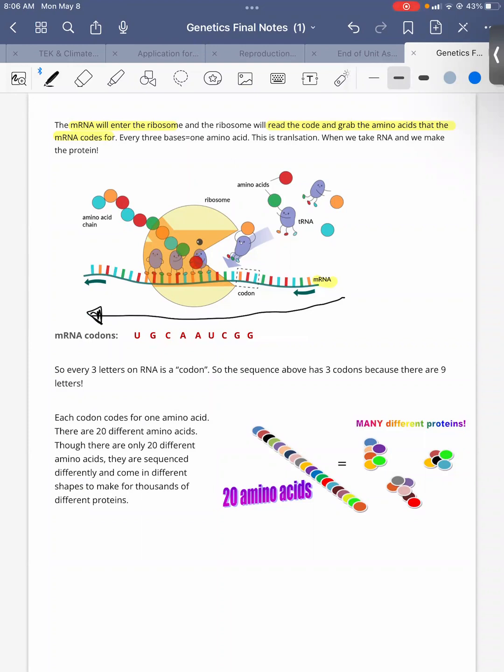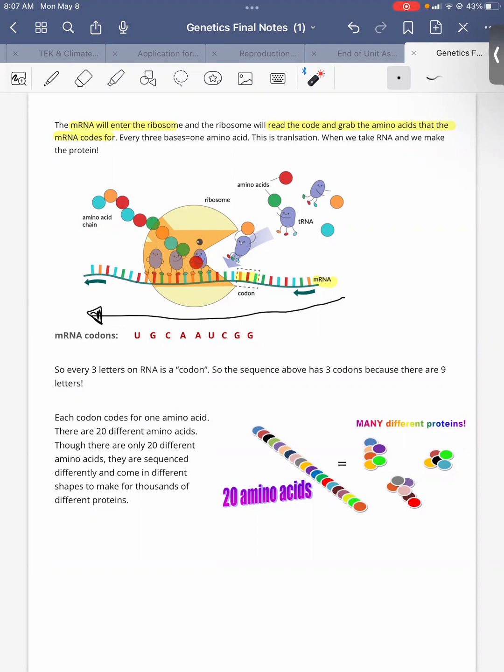And every 3 bases, see this right here? Every 3 bases codes for 1 amino acid. So if you look, these guys right here are grabbing amino acids and stringing them. They're reading this code and seeing which one they need to grab, right? Is it red, green, orange, blue? Which one is it? And then these little guys string on and make this amino acid chain. Those amino acids are the building blocks of proteins. So that will build the protein that you're looking for.